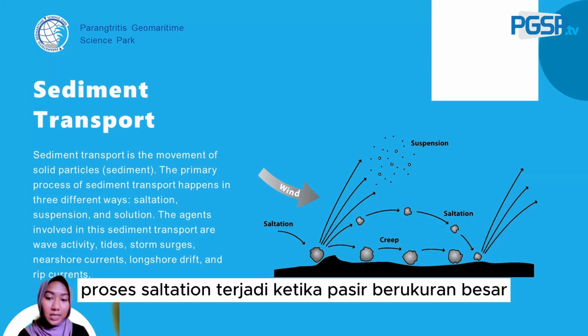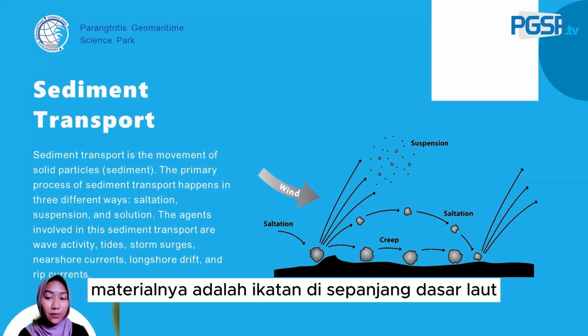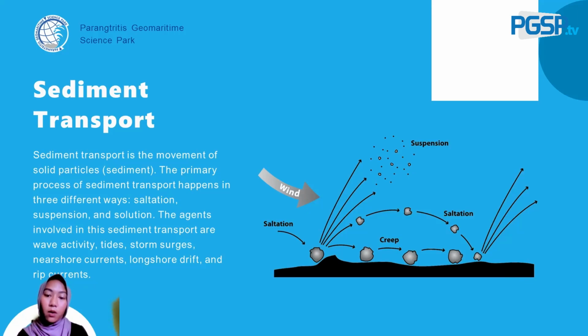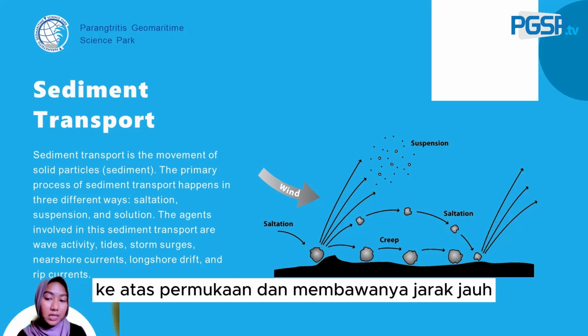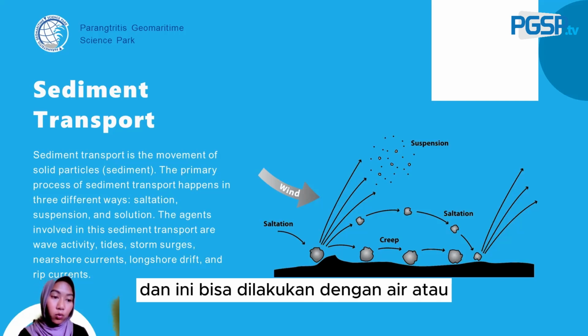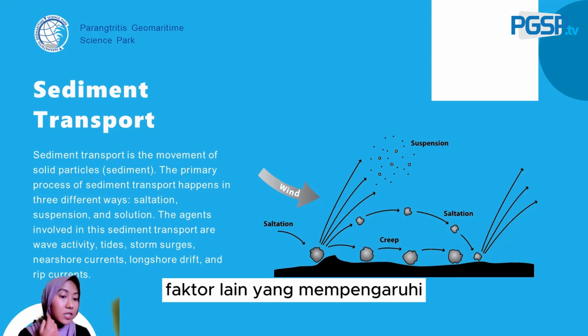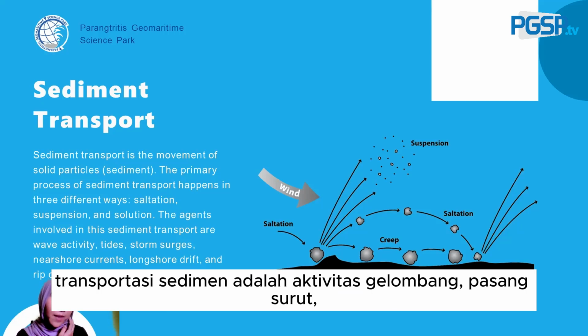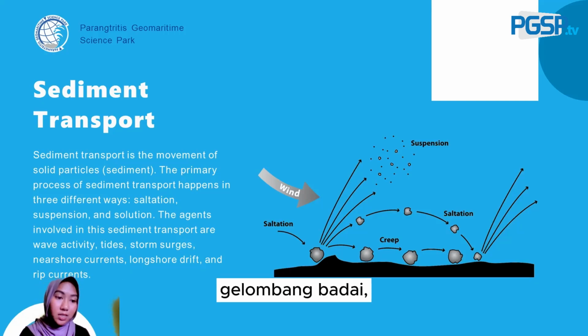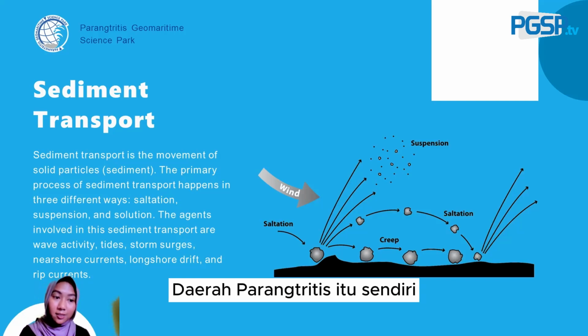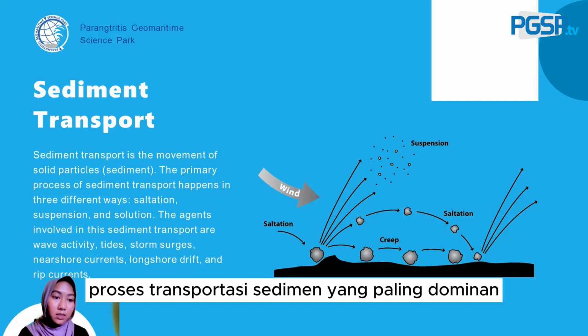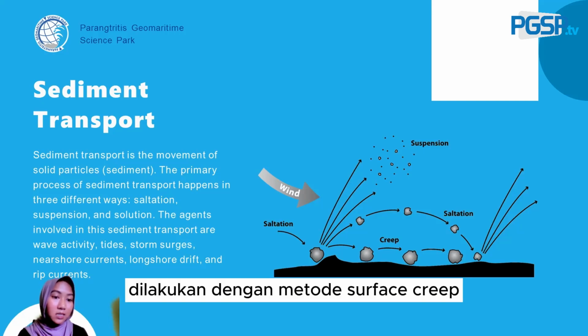The saltation process happens when sand-sized material is bounced along the seafloor. And suspension happens when the materials or the sands are lifted far above the surface and carried over long distances, and this could be done by water or also winds. The agents involved in sediment transport are wave activity, tides, storm surges, near-shore currents, longshore drift, and rip currents. In the Parangtritis area itself, the most dominant sediment transport process is the surface creep method.